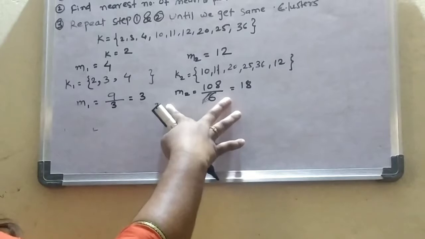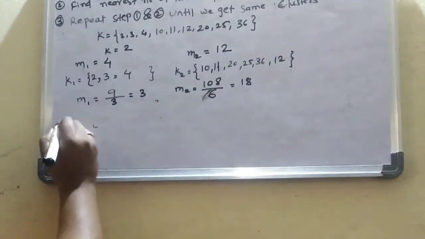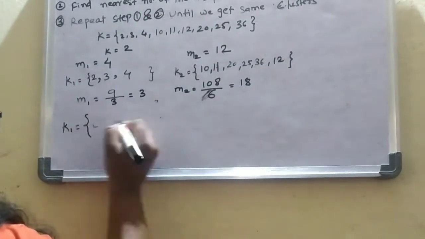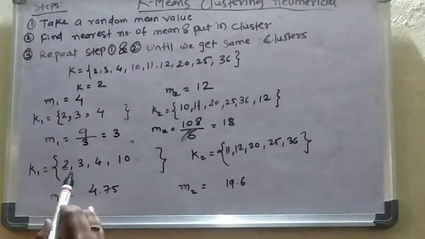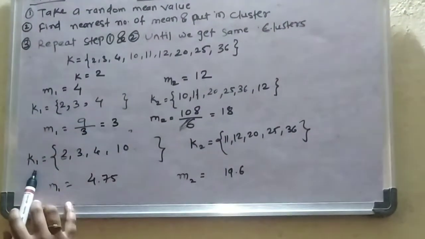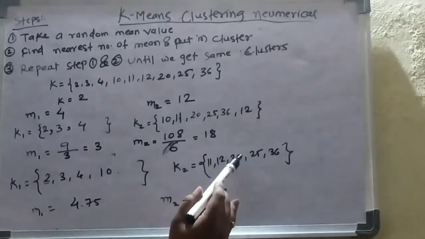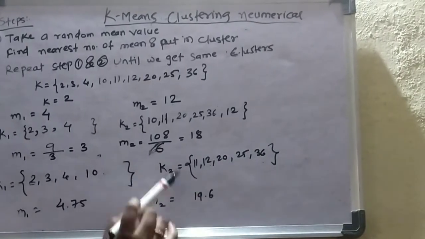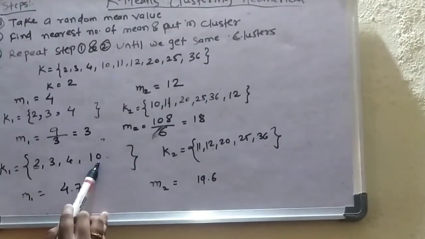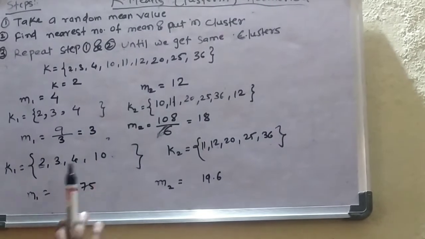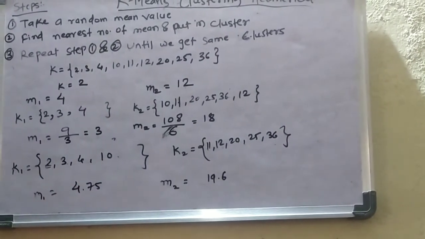Now using these two new values, we again calculate the clusters. The new clusters will be 2, 3, 4, 10 in K1, whereas K2 has 11, 12, 20, 25, 36. If we compare with the previous one, they are not the same, because an additional value 10 is there in the first cluster. So we cannot stop here; we have to continue the process.